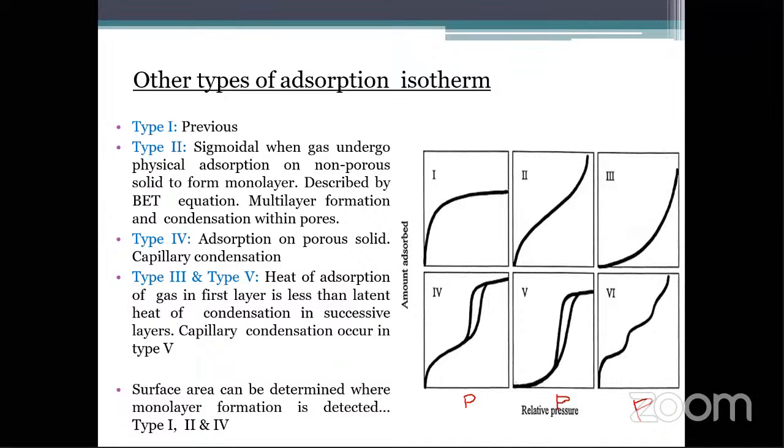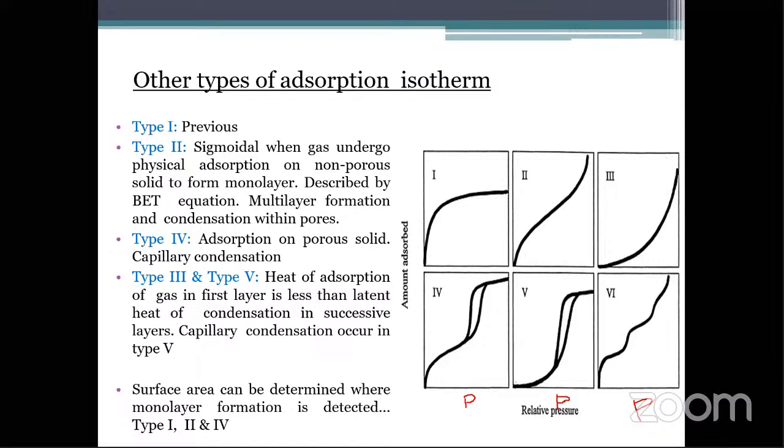Next, type 5. This type of curve is also seen rarely, and it indicates capillary condensation. In this case, the adsorption reaches a limiting value before P0 is attained.